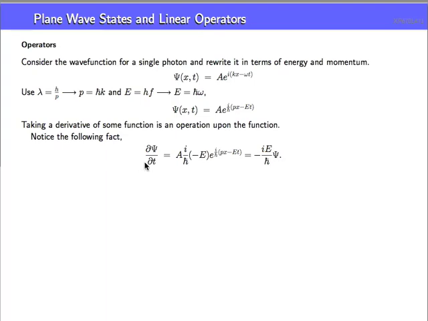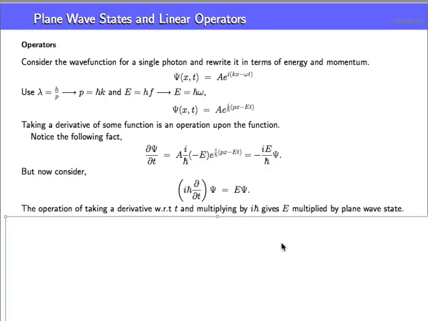But notice if I do the following. Let's say instead of just taking a derivative with respect to time, I do the following operation, which is very closely related. I take the derivative with respect to time, but then also multiply by i h bar. So if I do that, the i h bar takes the minus i to i, and it gets rid of the h bar. So when I do this mathematical operation of taking the derivative with respect to time and multiplying by i h bar on our plane wave state, I get the energy of that plane wave state multiplied by that function back.